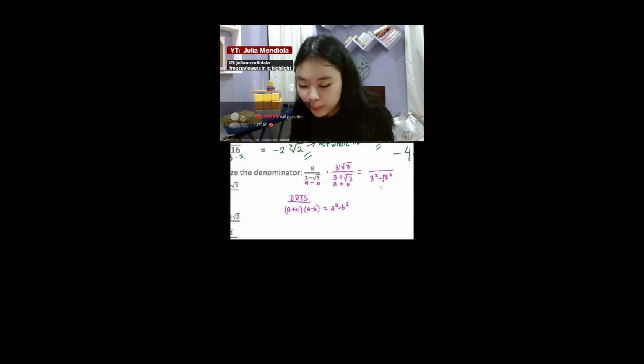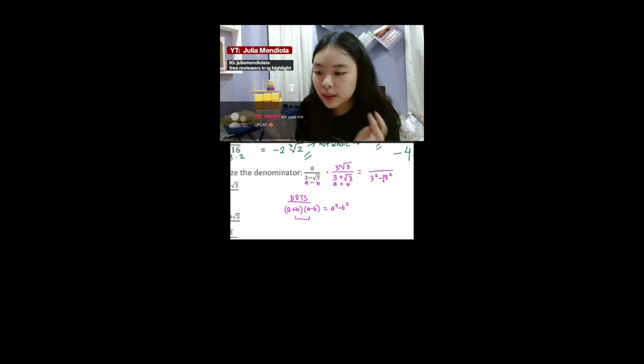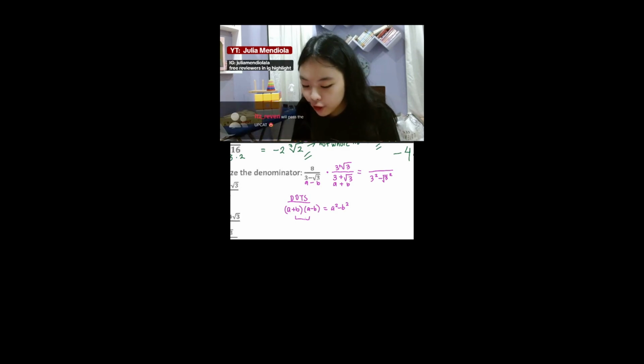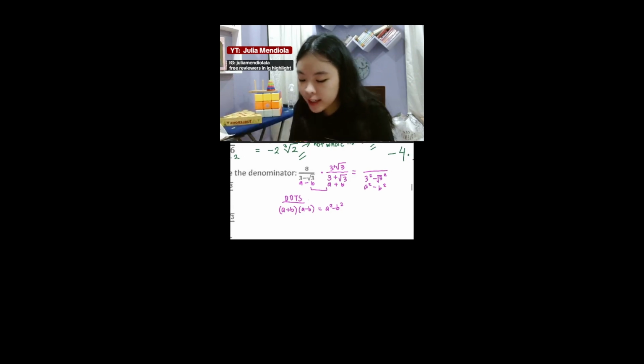So, pag minultiply na natin siya, ito formula to screenshot nyo if you don't remember, the difference of two squares. This is a formula, is na pag minultiply mo itong dalawa, magiging A squared minus B squared. Okay? Yes, just apply the formula, guys. This means difference of two squares.